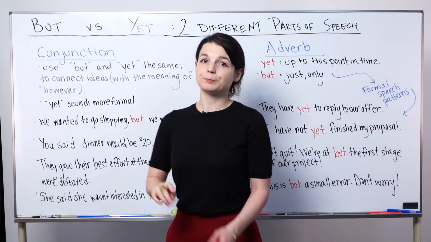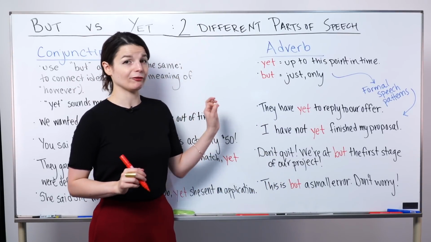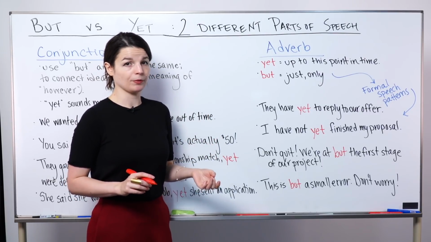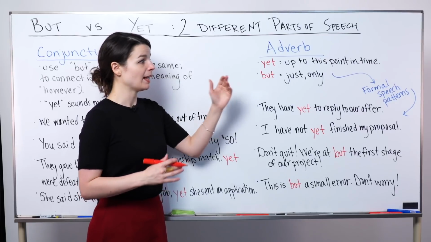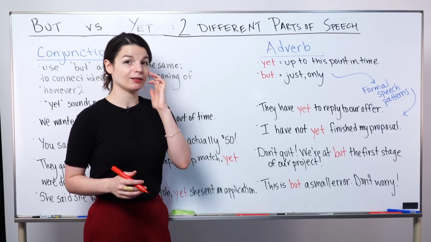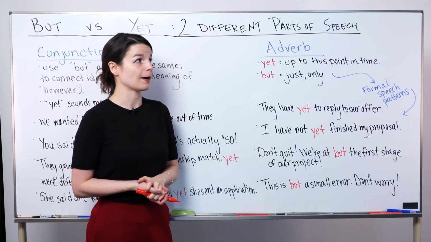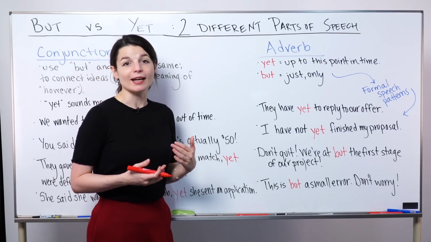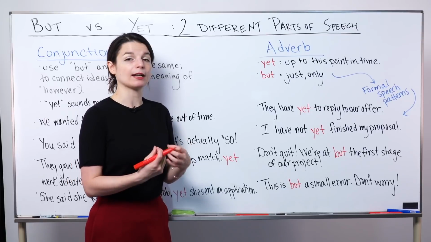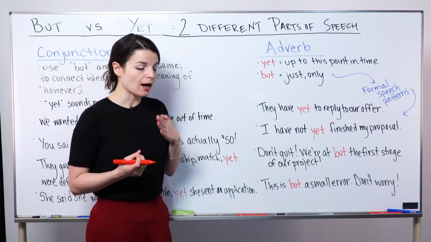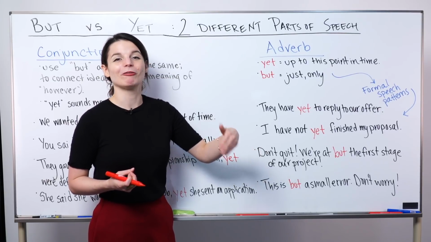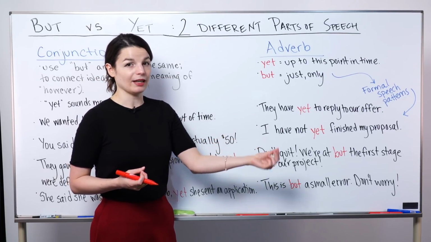Let's compare this then to using these words as adverbs. As adverbs, these two words are very different in meaning. When we use yet as an adverb, it means up to this point in time. So for example, many students probably know a sentence like, I haven't finished my homework yet, or I haven't done the laundry yet. So there's that feeling of expectation with yet, meaning up until this point in time, this thing has not, in many cases, been finished. But there's some expectation there.